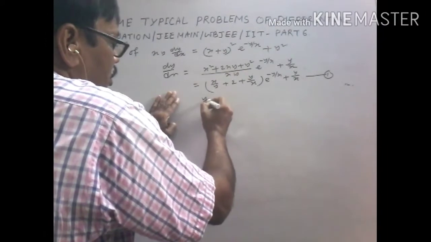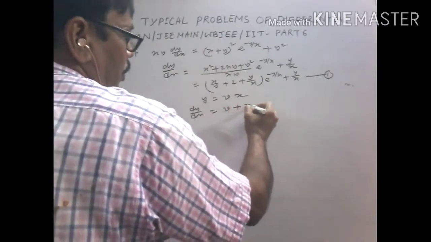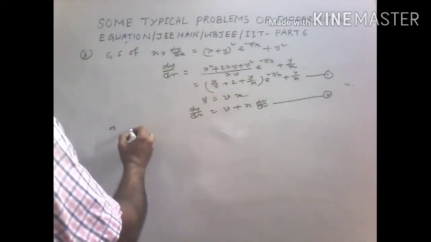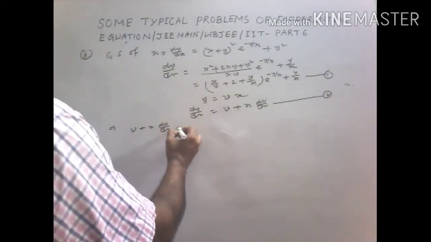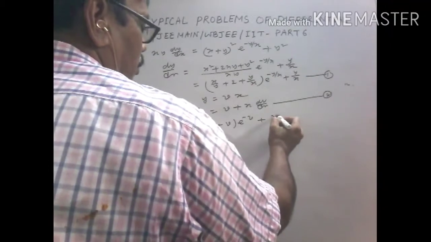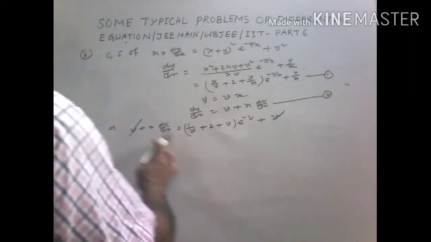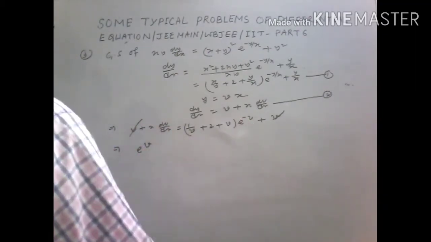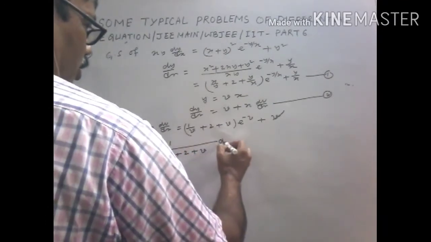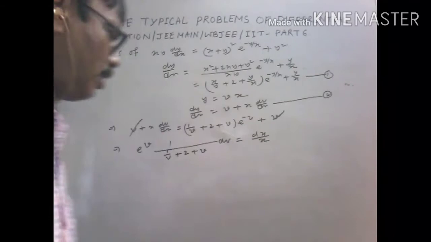Now since it is a function of y by x, it is homogeneous. So y equals vx. So dy/dx equals v plus x dv/dx. Now putting the values from 1 and 2, we get v plus x dv/dx. So this is 1 by v, this is 2, this is e to the power minus v, and v and v cancel. Now we separate the variables. So e to the power v dv, and this is 1 by v plus 2 plus v dv equals dx by x. Look, separation of variables.